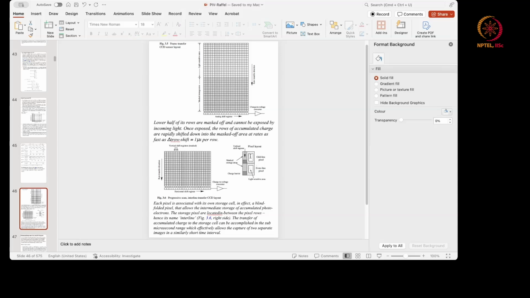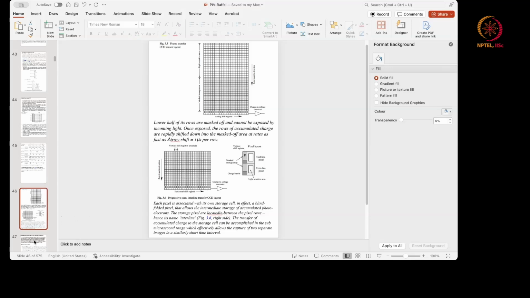They are quickly transferred from here to here, from here to here, the vertical shift register, right? And then they are taken out. So you have alternate rows, alternate columns here, which are basically not photosensitive. They are masked off, blindfolded pixels, as we call them. All right, so that is how this transfer mechanism actually happens.